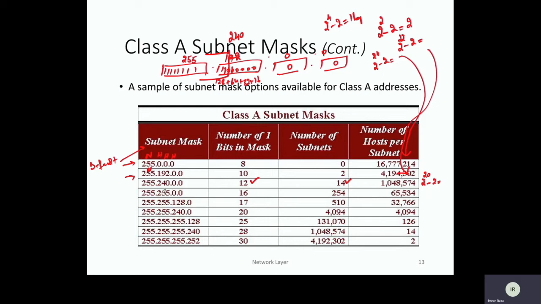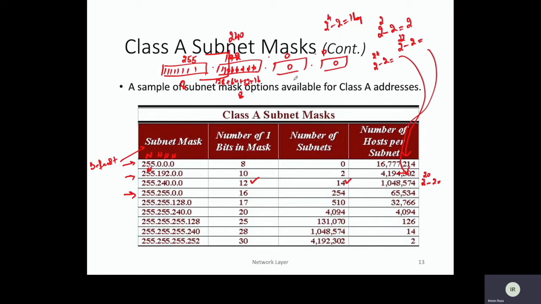Similarly, what is happening here? What do you think has happened here? We have borrowed the complete octet, the second octet. All the bits are 1, meaning I'm using this complete octet for creating the subnet address: 255.255.0.0. How many bits are used for masking? I have 8 bits here and again 8 bits here, so 16 bits are representing the masking process.